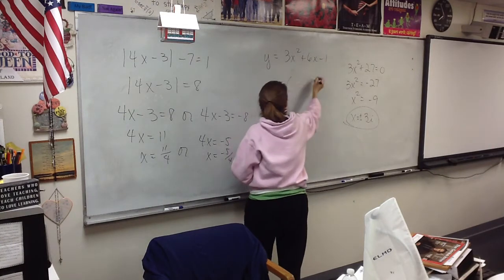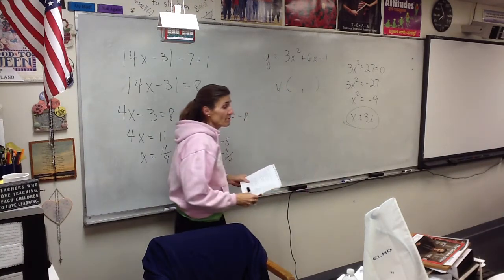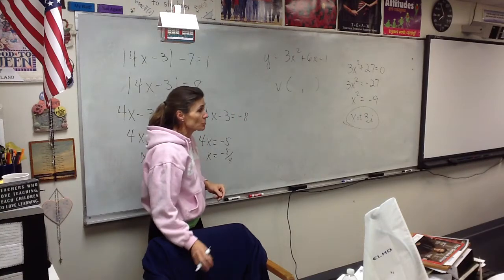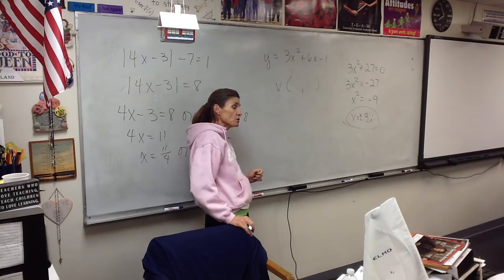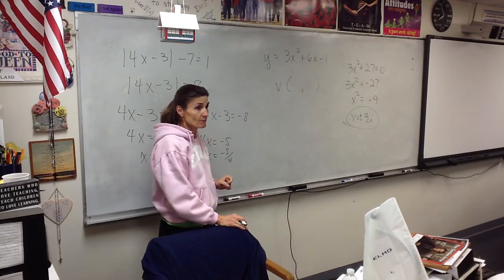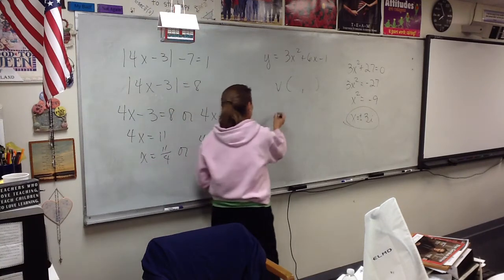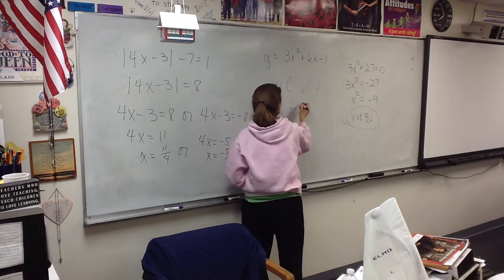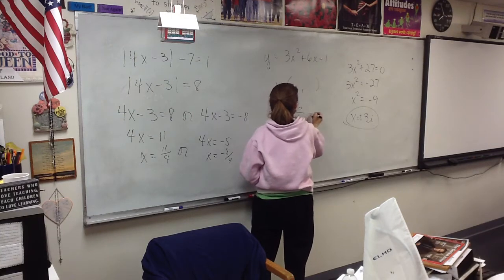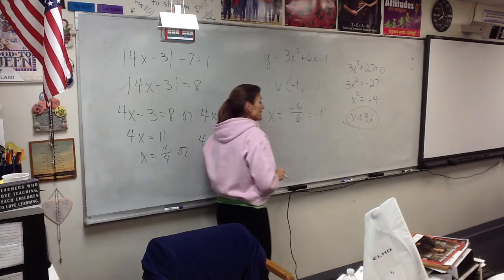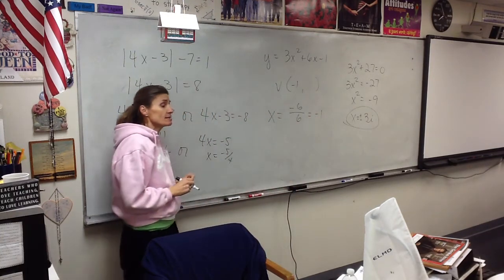The vertex is a point. How am I going to find that point? I've got two options, an easy option and a harder option. Let's go with the easy option. What's the easy option? Negative b over 2a. That's exactly right, Maria. X equals negative b over 2a. So the x coordinate of my vertex is negative 1.